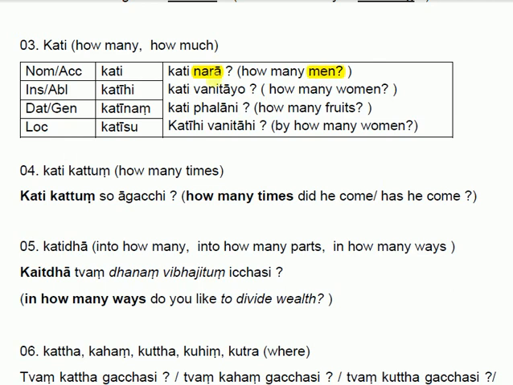So kati nara means how many men. And kati vanitayo, vanita means woman, vanitayo means women. Kati vanitayo, how many women. Or kati palani, palang means fruit, palani means fruits. So kati palani, how many fruits.